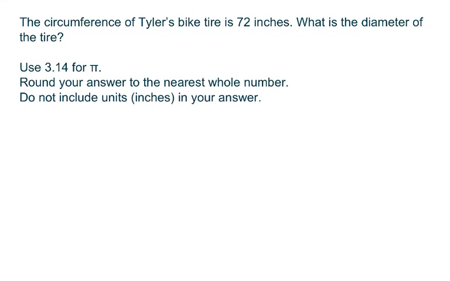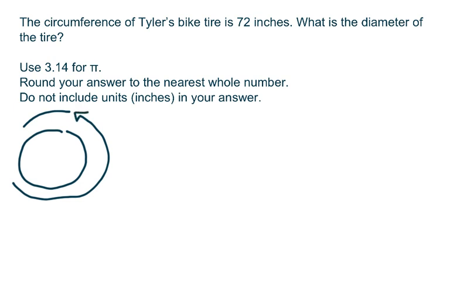The circumference of Tyler's bike tire is 72 inches. What is the diameter of the tire? Before I read everything else in the problem, I'm just going to give myself a quick sketch. So a bike tire is circular. The circumference means that we've gone all the way around.